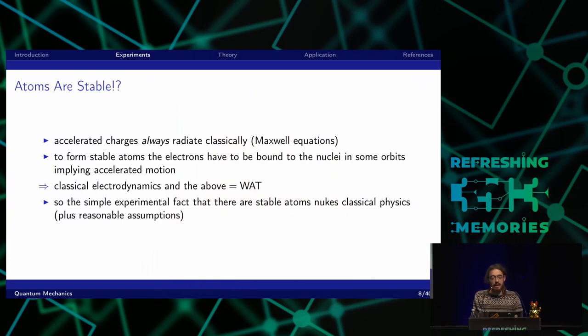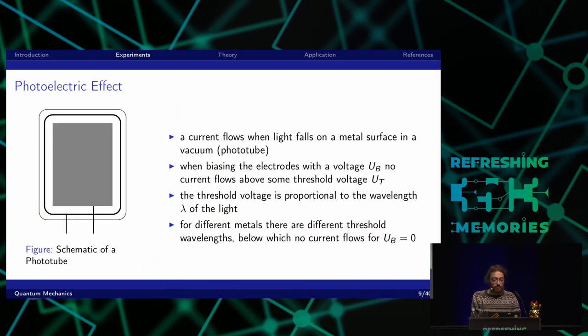And a next experiment in this direction was the photoelectric effect. What's shown there is a schematic of a phototube. And a phototube is, again, a vacuum tube made of glass. And there's, for example, a cesium layer in the tube at one side. And there's a ring electrode removed from it. And if we shine light on this, a current flows.